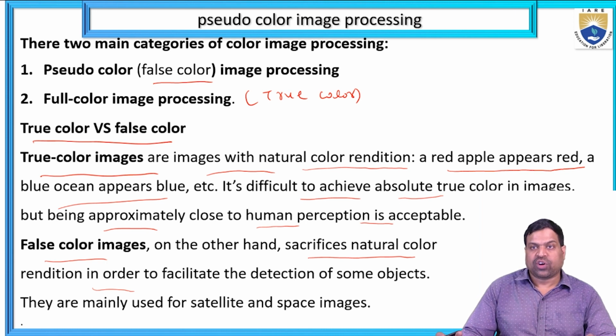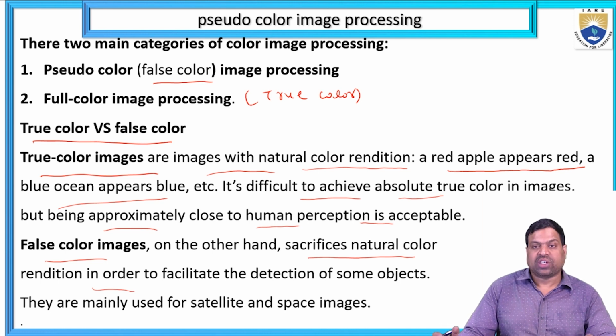So true color means we can't make any modifications or anything. It is natural colors. Suppose a red apple appears as red, a blue ocean appears as blue. So it is difficult to change or achieve absolute true color in images. We can't change it because the originality will be missing.